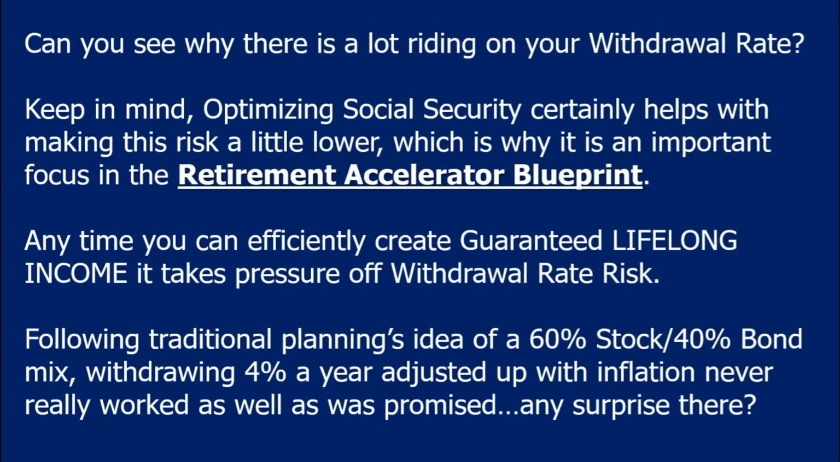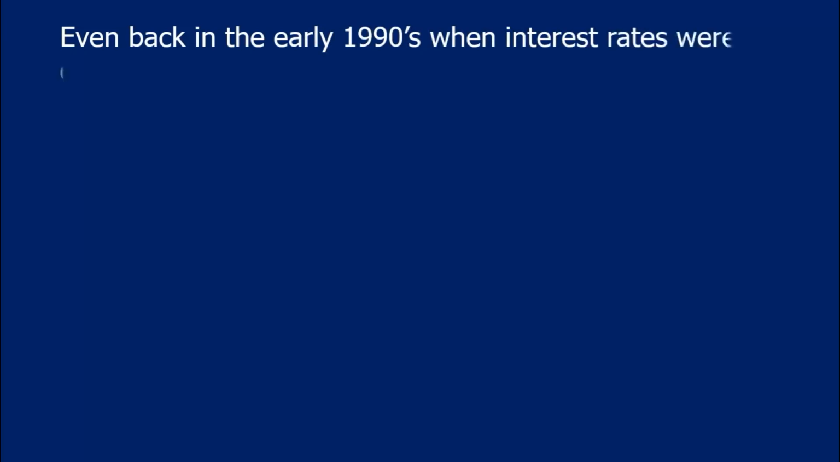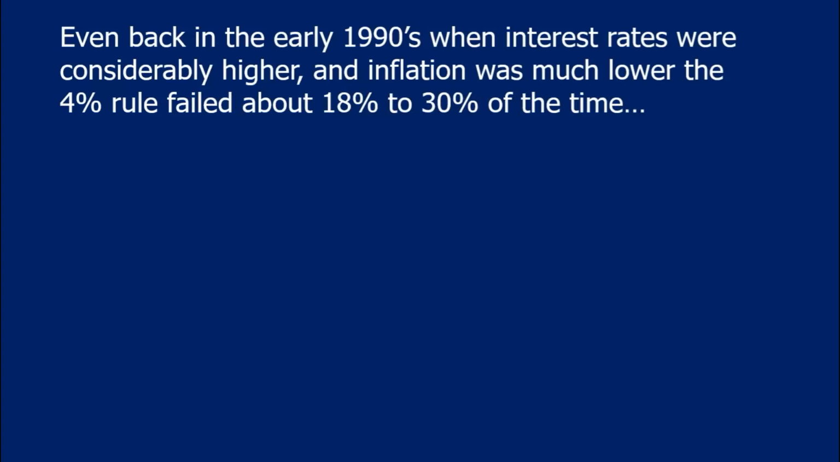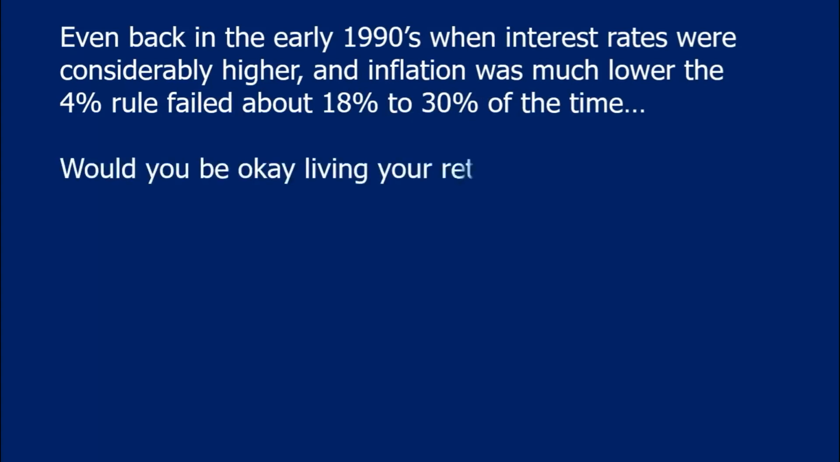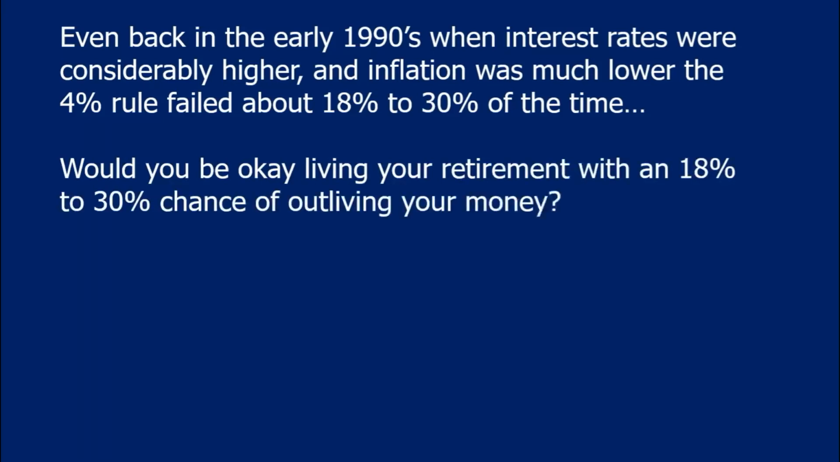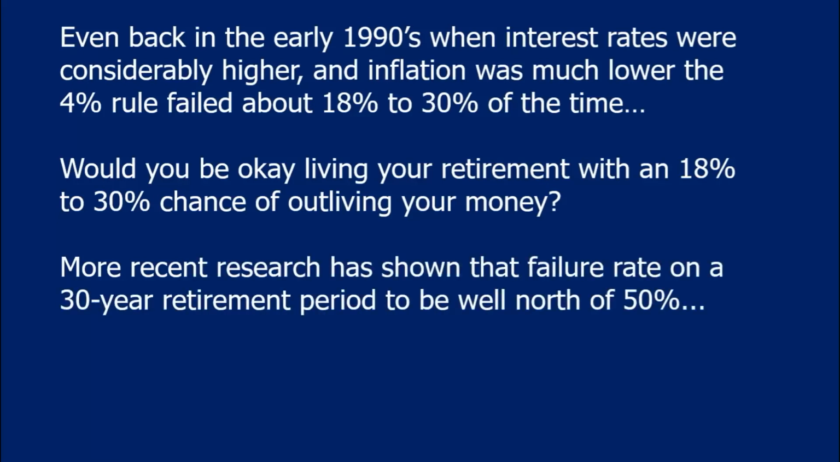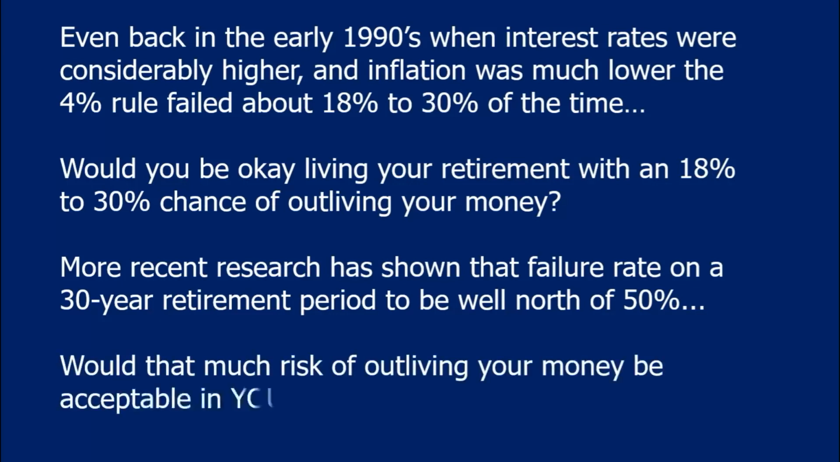Is that any surprise there with all the things we've taught you so far in our series here? So even back in the early 90s, when interest rates were considerably higher and inflation was much lower, the 4% rule failed roughly between 18 to 30% of the time. So would you be okay living your retirement with an 18 to 30% chance of outliving your money? More recent research has shown that failure rate on a 30-year retirement period to be well north of 50%. Would that much risk of outliving your money be acceptable in your retirement plan?